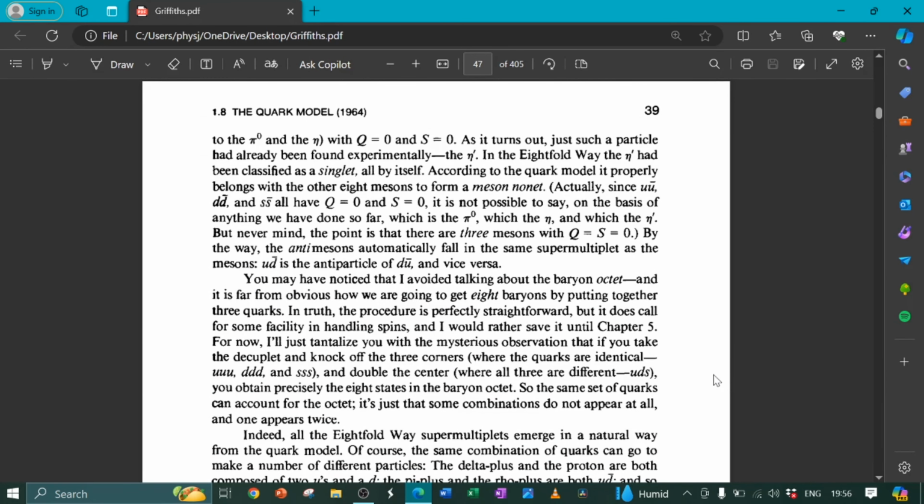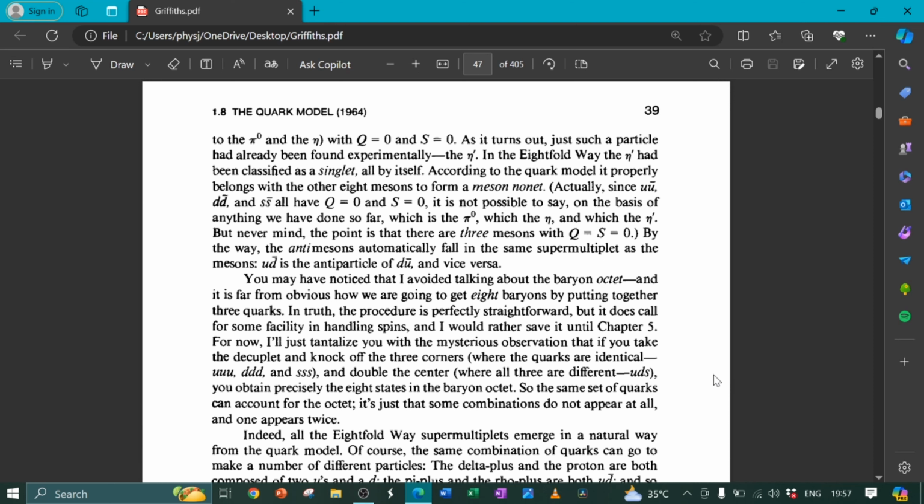By the way, the anti-mesons automatically fall in the same supermultiplet as the mesons. U D-bar is the antiparticle of D U-bar and vice versa. You may have noticed that I avoided talking about the baryon octet, and it is far from obvious how we are going to get 8 baryons by putting together 3 quarks. In truth, the procedure is perfectly straightforward, but it does call for some facility in handling spins, and I would rather save it until chapter 5.